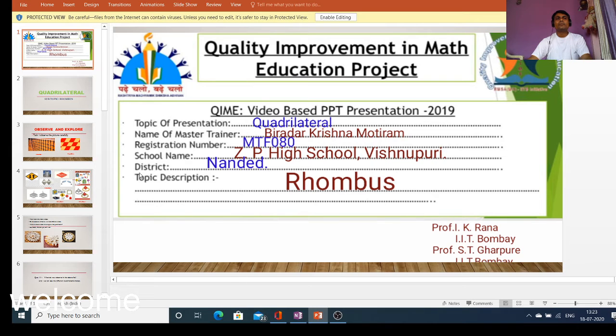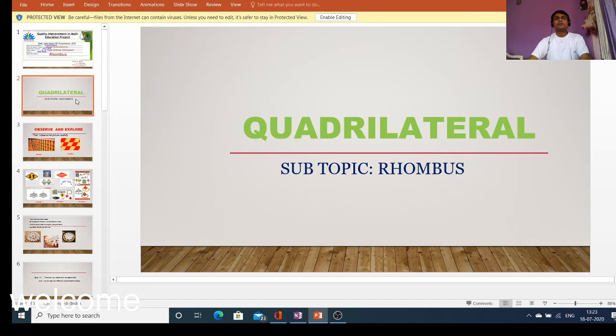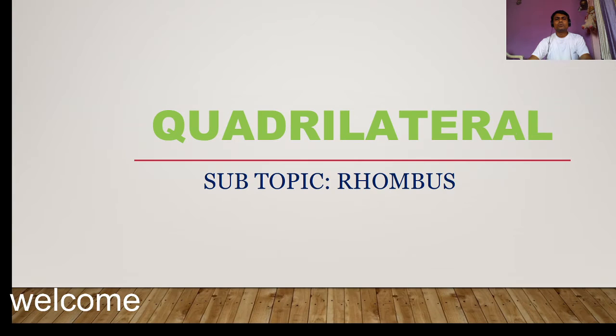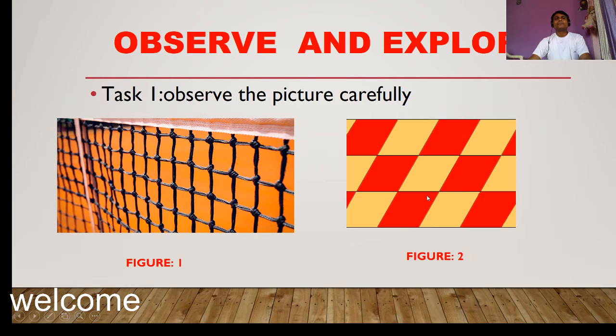Now, I'm going to present my topic, that's a quadrilateral. Here the quadrilateral has a subtopic named rhombus, and I'm now presenting the rhombus. What is a rhombus? That's all I'm going to talk about. A rhombus is a quadrilateral. Now, first of all, observe and explore. I have a task one.